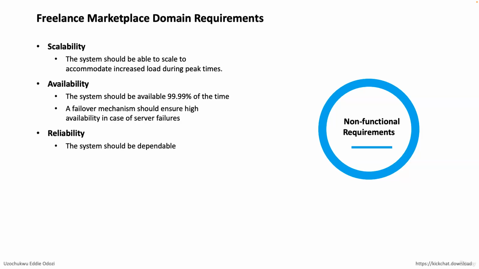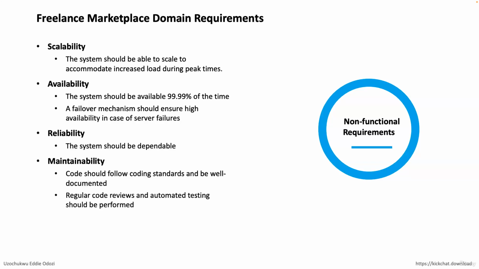Our system should be reliable. That means it should be dependable. It should be able to handle loads and multiple requests. If it fails, there should be other mechanisms that will spin up a new system. It should also be maintainable. Code should follow coding standards and be well documented. The maintainability part involves the code itself that is written by the developers, and regular code reviews and automated testing should be performed.